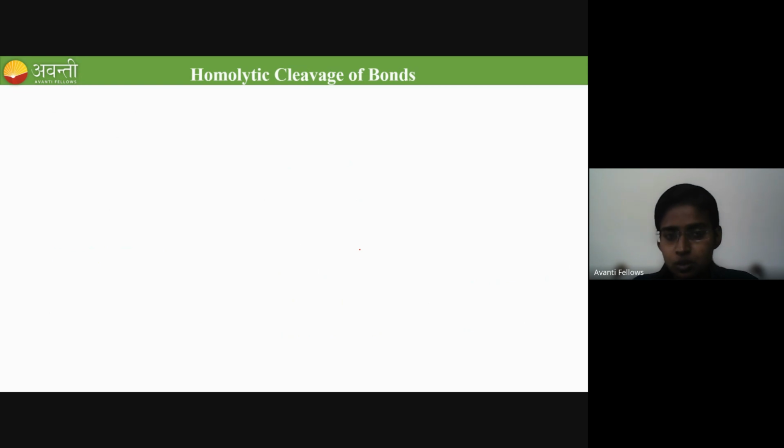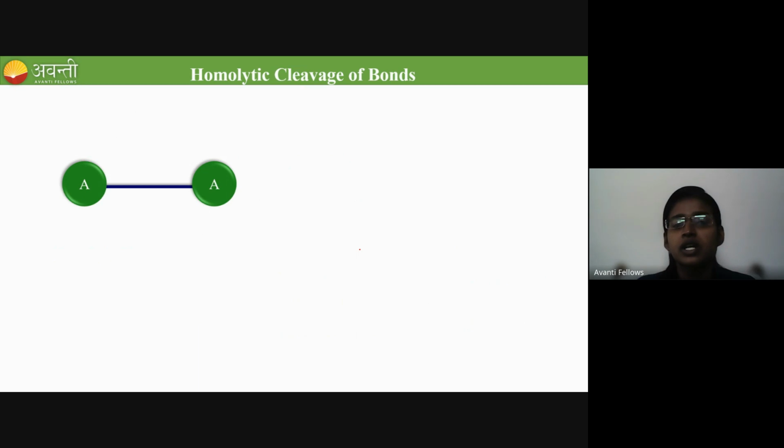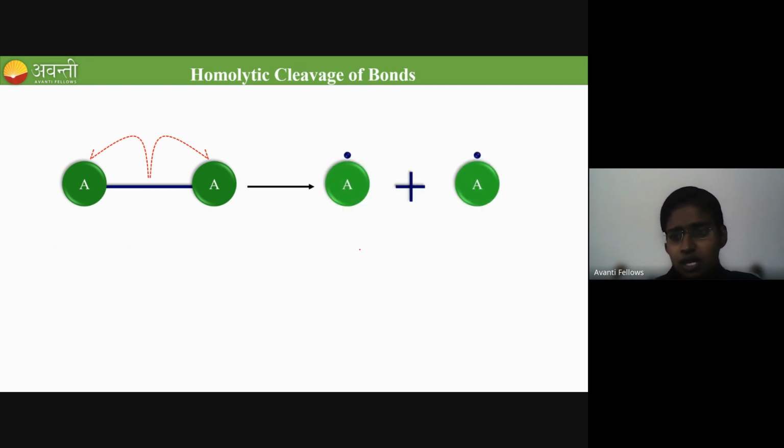Let me take a molecule. Atom A is bonded with the same atom A. Now in this bond we have two electrons, since each covalent bond contains two electrons. One electron goes to the first atom and the second electron goes to the second atom A. Very good, the electrons are equally distributed. So equal electron shifting will happen and each atom will have one electron.